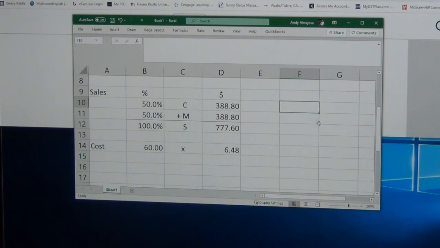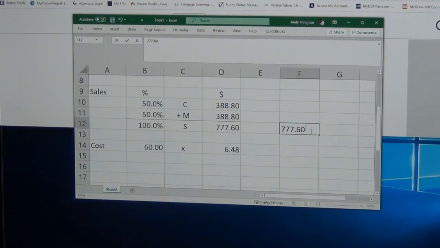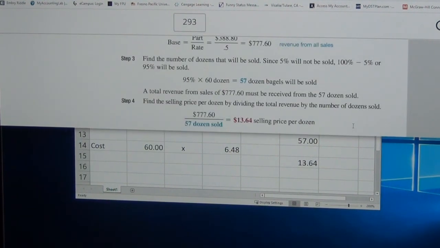So now that we know we need to sell 57 dozen, we know that the total revenue is going to be $777.60. We know that we're going to be selling 57 dozen. So we'll take the $777.60, we'll divide that by 57 dozen, and we come up with $13.64. $13.64 per dozen.